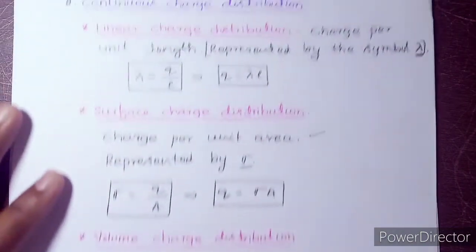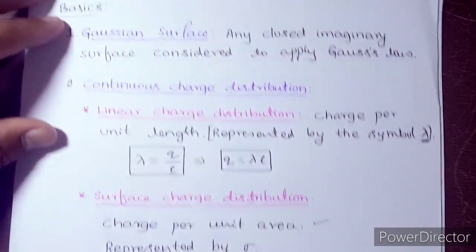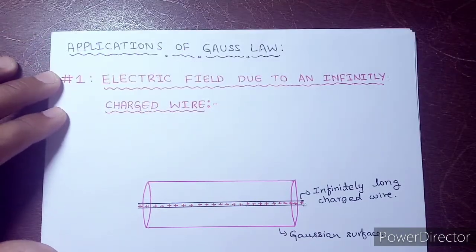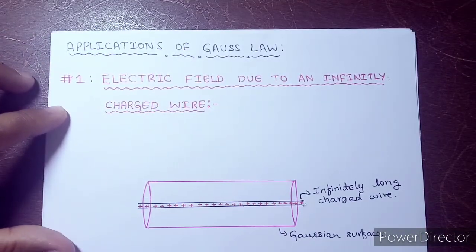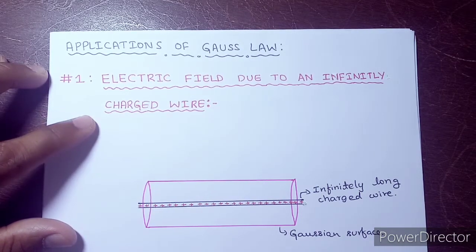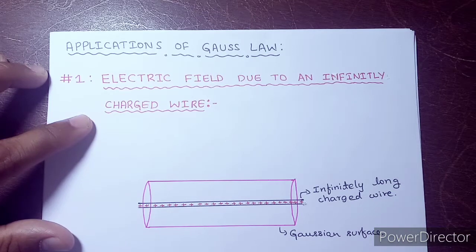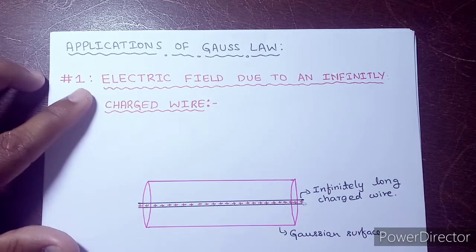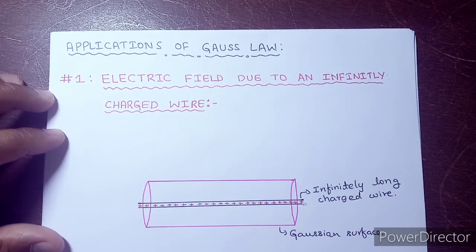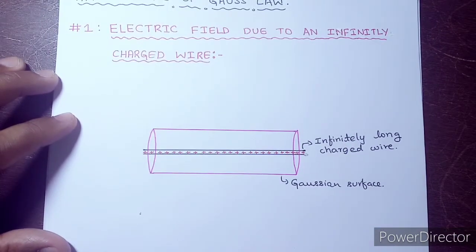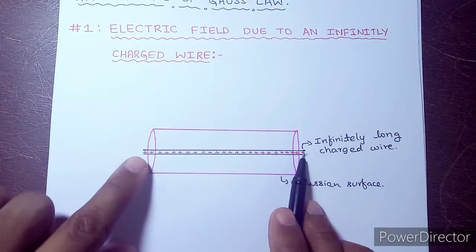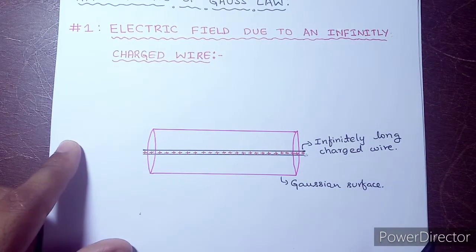So these are the basic ideas that we need for learning the applications of Gauss law. So here we have the first application of Gauss law, that is electric field due to an infinitely charged wire. Here we will find the expression for electric field by using Gauss law. Okay. So here I am considering an infinitely long charged wire. Actually this length extends to infinity on both sides.